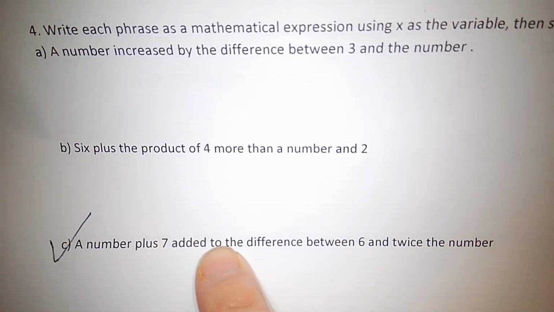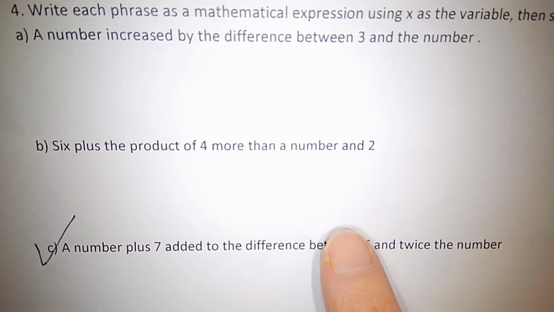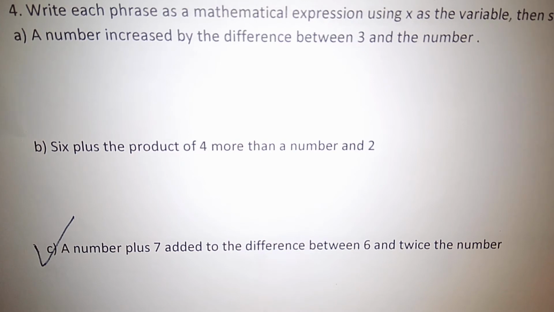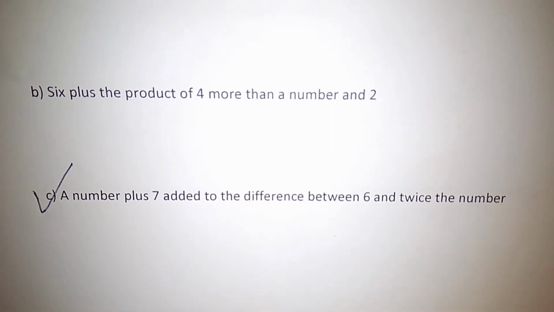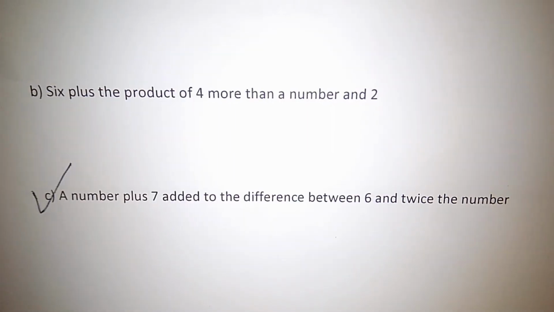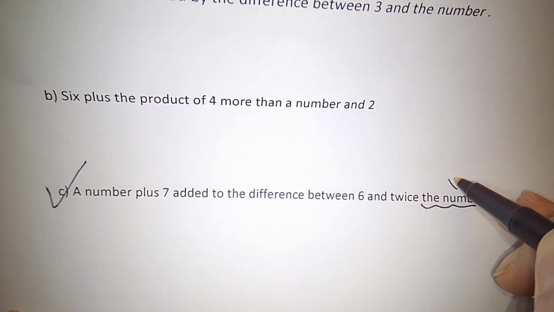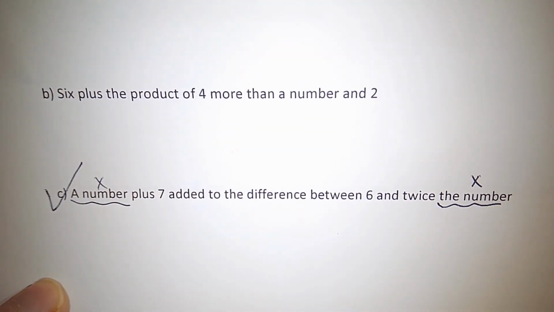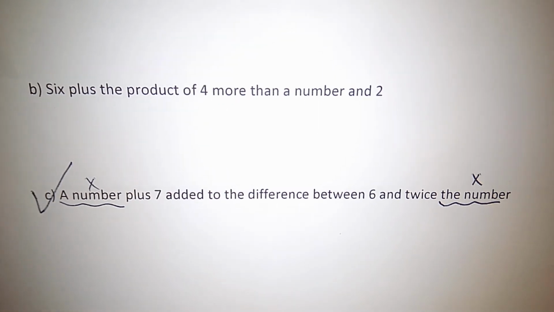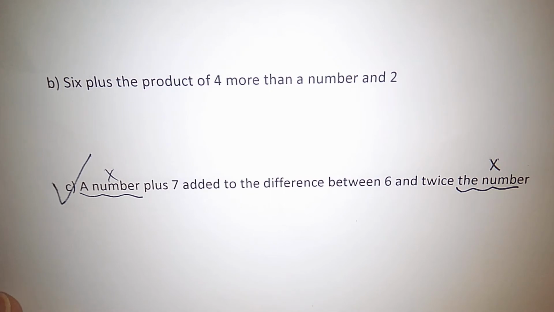Write this phrase as a mathematical expression. Use x for our variable. Then simplify. A number plus 7 added to the difference between 6 and twice the number. What is this number? Do we know? We don't know. So we assign it to be x. So how to build an expression? A number plus 7. x plus 7, right?